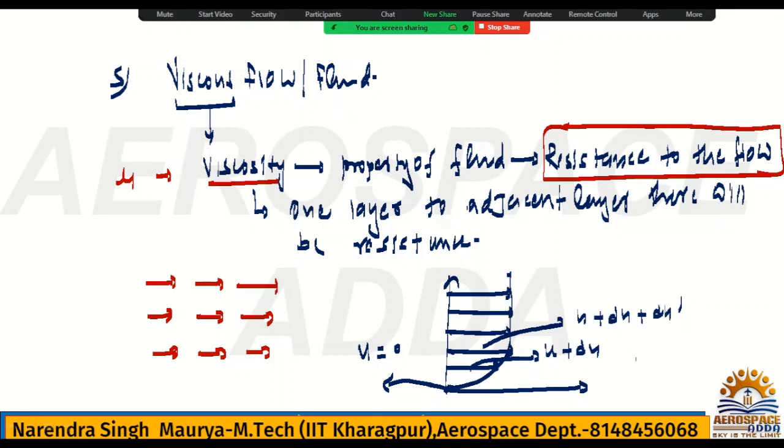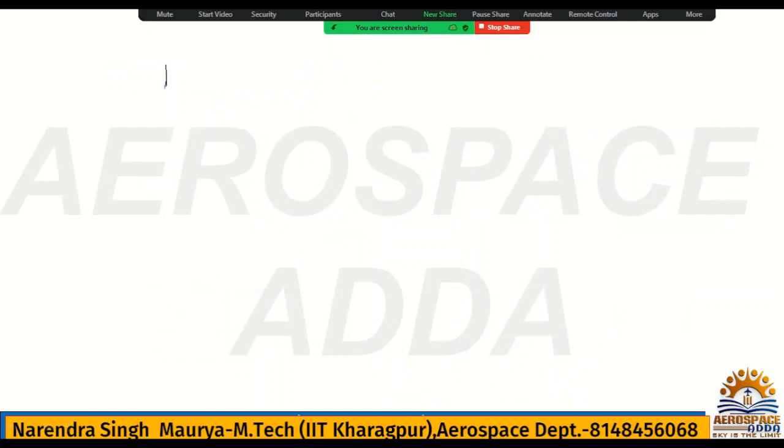That means resistance to the flow means what? It will try to oppose the flow. So initially it was 0, then velocity is going to increase and increase. So why is it happening? Why are you getting this velocity profile? Because of the viscosity. There is only one reason. It is called viscosity. Understood? Might be you heard about Newton's law of viscosity.